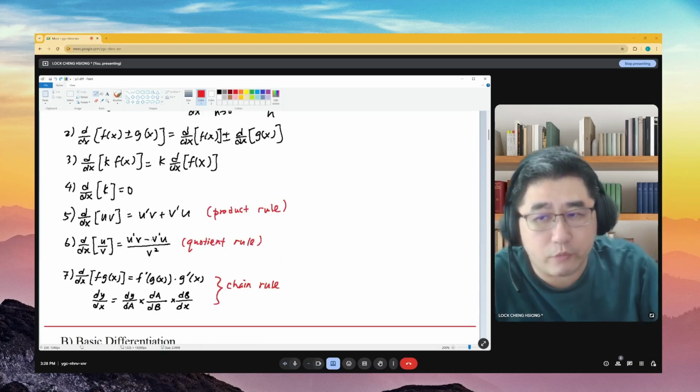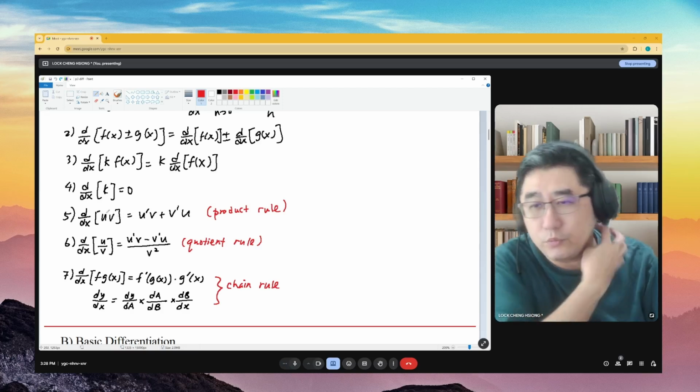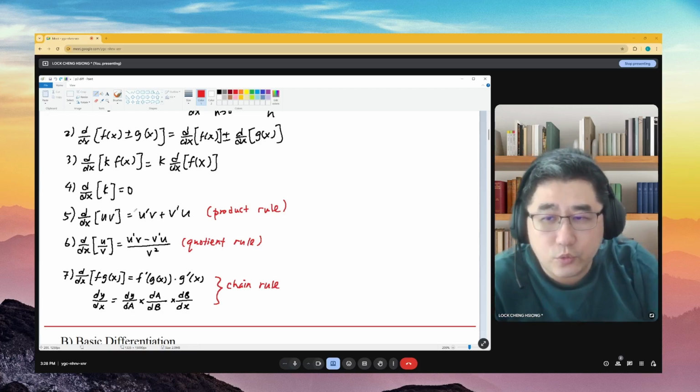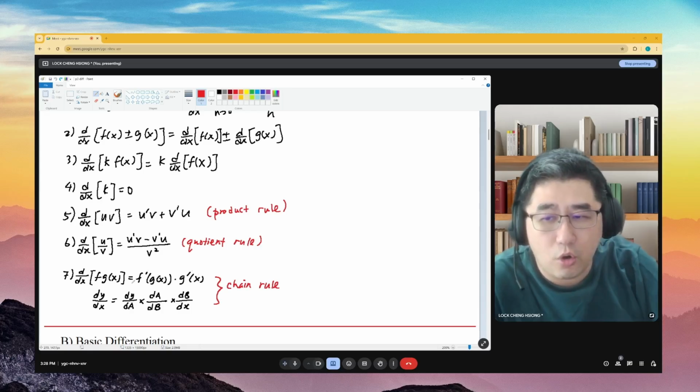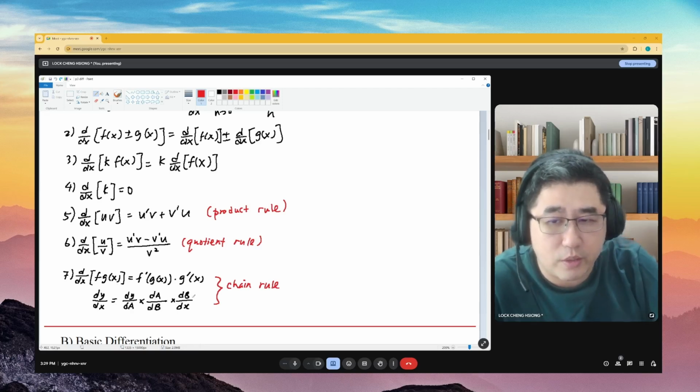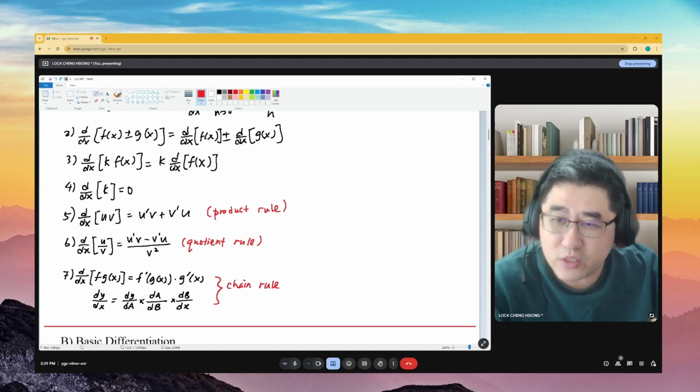Then number 5, if we have u times v, the product rule, we will get u'v plus v'u. And number 6, if I have u over v, a quotient or fraction, you will have (u'v minus v'u) over v squared. Number 7, if you have f(g(x)), a composite function, we apply the chain rule here, which becomes f'(g(x)) times g'(x), or we write it in the informal form, which is dy/dx equals dy/da times da/db times db/dx. This will be helpful when we're dealing with the questions later.